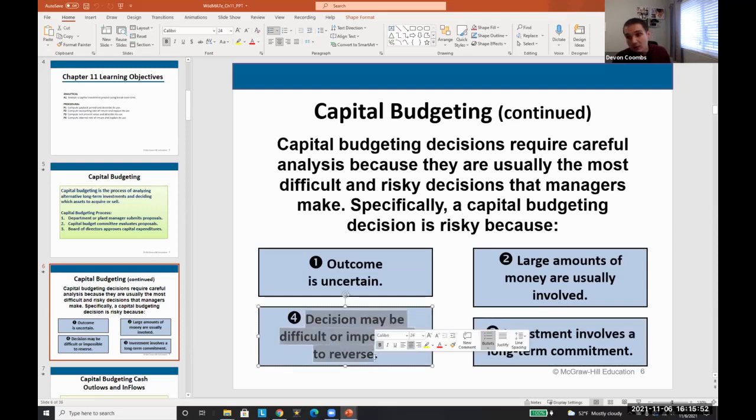And then it could be really difficult to reverse. And so normally the more you lock in your money, the more difficult it is to reverse it. So a good example is when I opened my recording studio up, I invested in a lot of equipment.